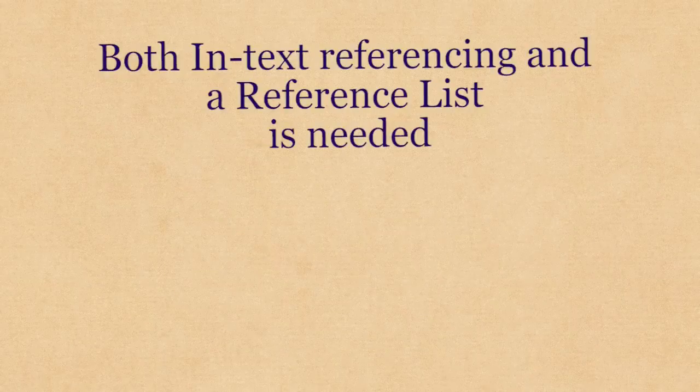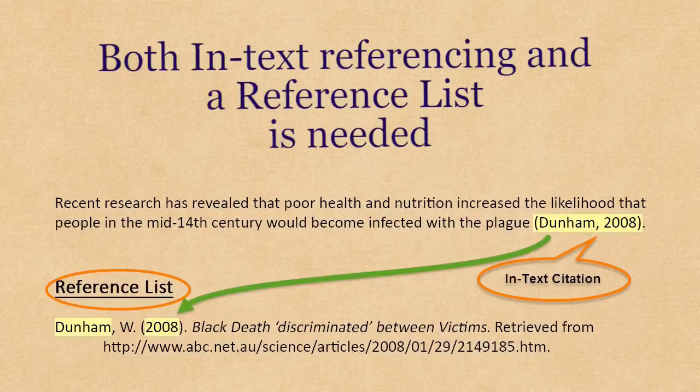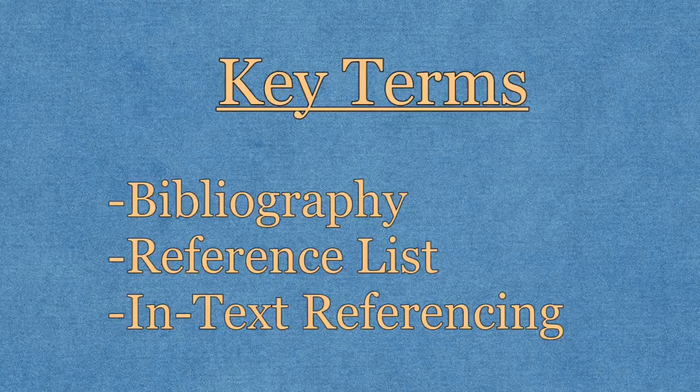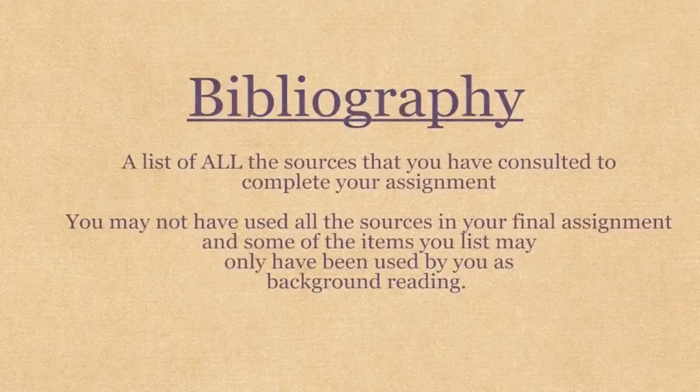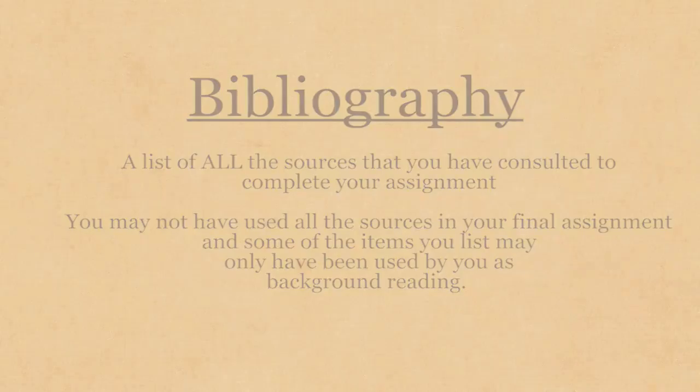You need to reference within the text of your assignment, and also include further details in your reference list or bibliography. Let's explain some of the key terms used when referencing. A bibliography is a list of all the sources that you have consulted to complete your assignment, such as books, web pages, newspapers, journal articles, and so on. You may not have used all the sources in your final assignment, and some of the items you list may only have been used by you as background reading.